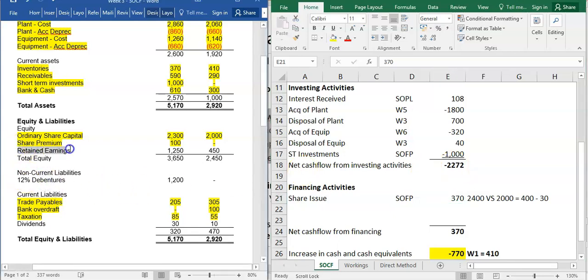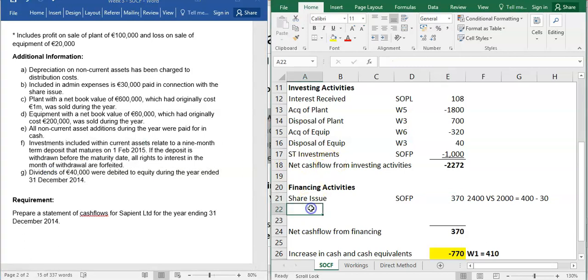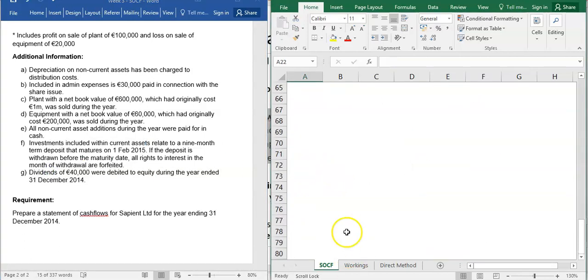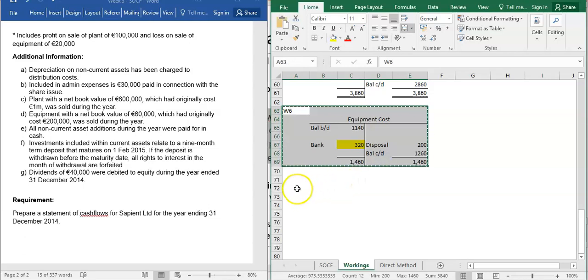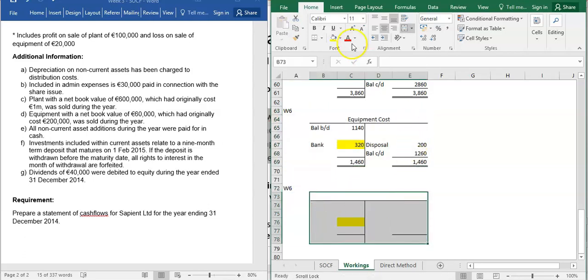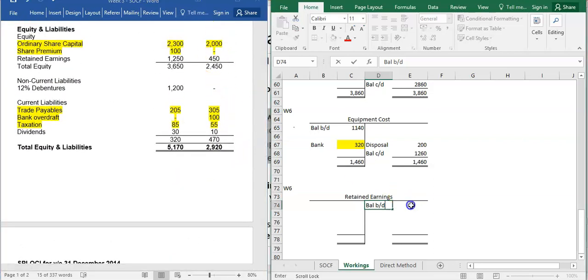The next one is retained earnings. Now, they actually give you a bit of information in the notes to say dividends of 40,000 were debited to equity during the year. You actually don't need to be told that. So if we come down to our next note, sorry, I'm in the wrong tab, here to working 7, let's look at here. We can look at retained earnings and prove that the dividends were 40,000, because in exam questions you won't be told that. So the balance brought down in retained earnings at the start of the year, if we look at it, was 450. Your opening retained earnings were 450. Your closing retained earnings at the end of the period were 1250.